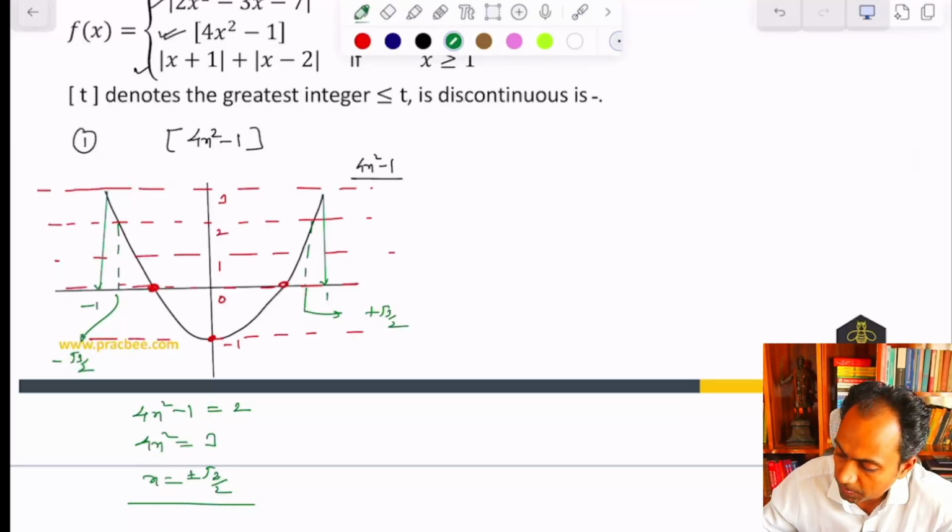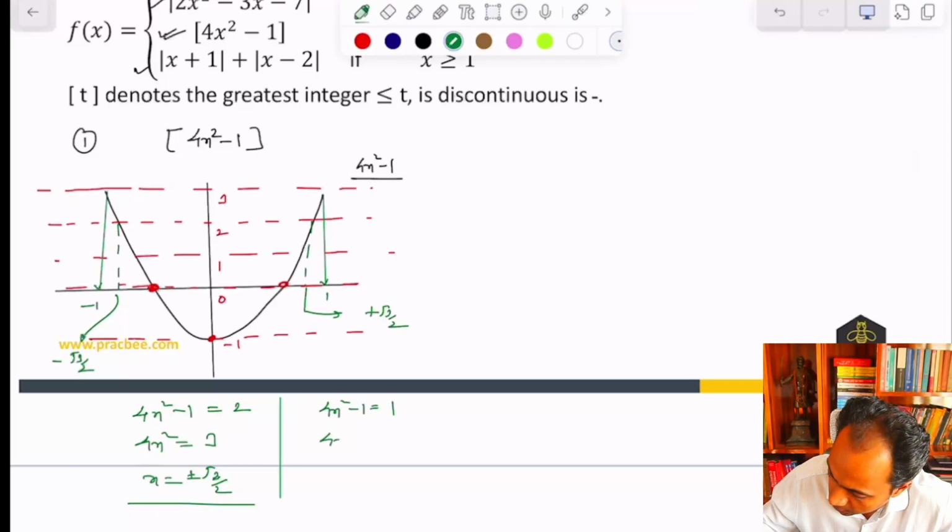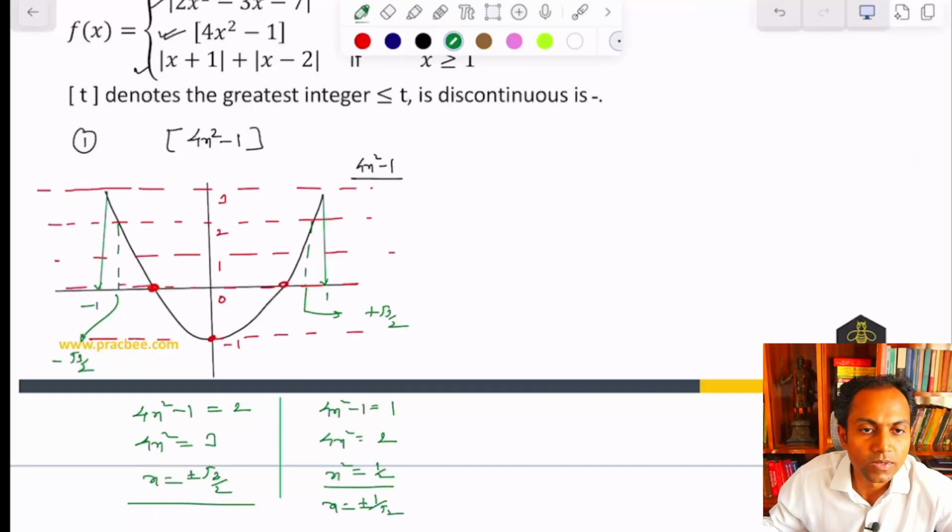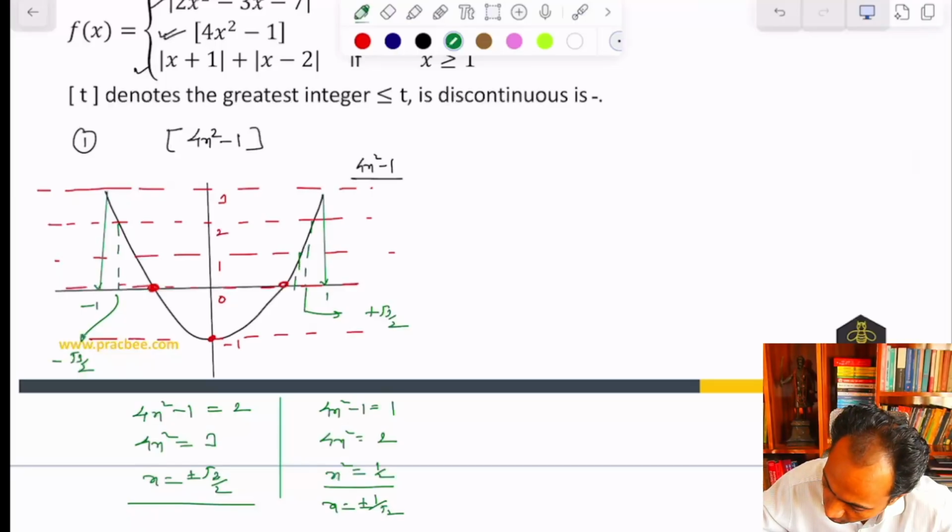If I talk about the value 1, what you will have to do is put 4x² minus 1 equal to 1. So 4x² will be equal to 2, x² becomes equal to 1 by 2, and as a result, x is equal to plus or minus 1 by root 2. Once I understood this, this value also we can understand would happen at minus or plus 1 by root 2, and this value will also happen at minus 1 by root 2.